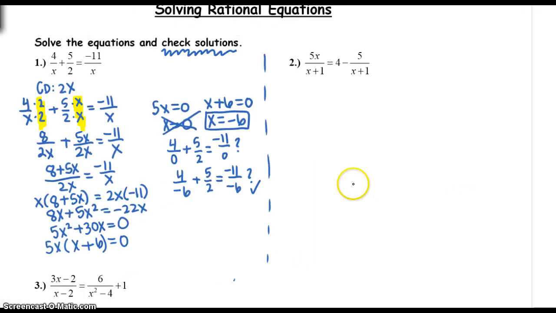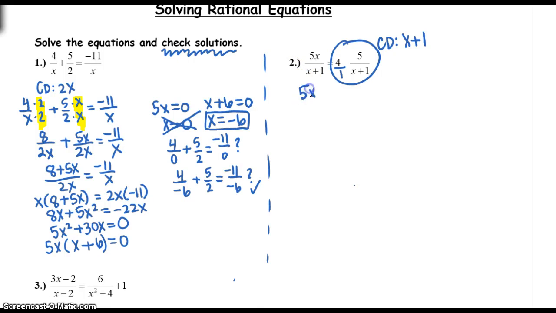Okay, so let's move on to number 2 right here. On number 2, I see two fractions. We have to find the common denominator. Well, this is over 1. So our common denominator is x plus 1 times 1. But I'm not going to write times 1 because it isn't really going to matter to the problem.